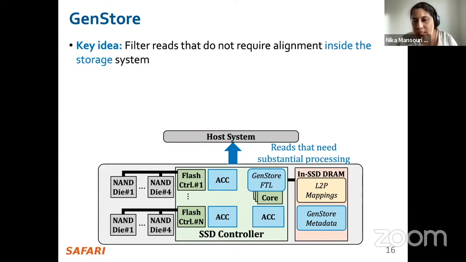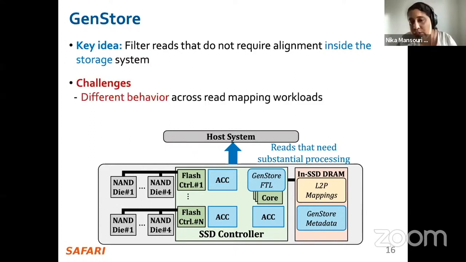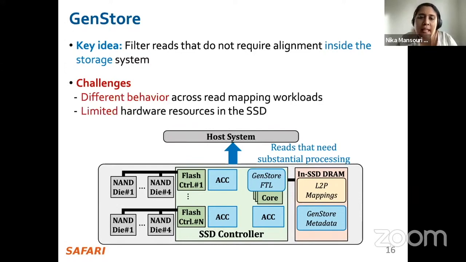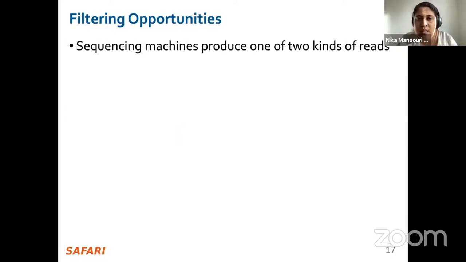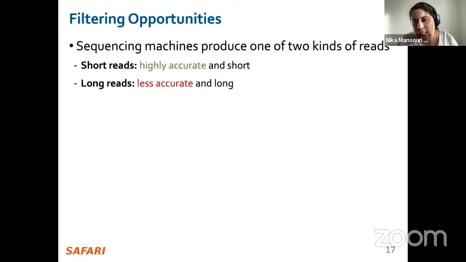However, filtering reads in a modern SSD can be challenging due to different behavior across read mapping workloads and the limited hardware resources available in the SSD. Let's take a look at filtering opportunities based on input read sets. Sequencing machines produce one of two kinds of reads. Short reads that are highly accurate but short, for example, up to a few hundreds of DNA characters, and long reads that are less accurate but long, for example, from hundreds to millions of DNA characters.